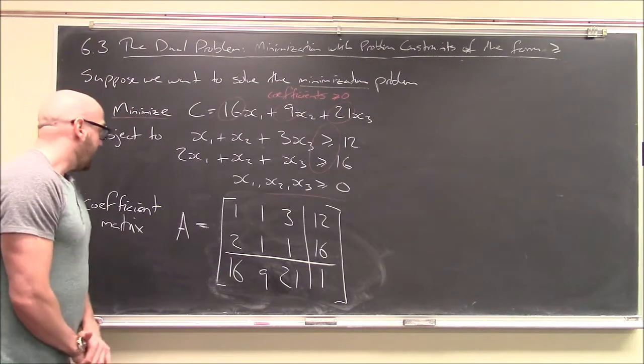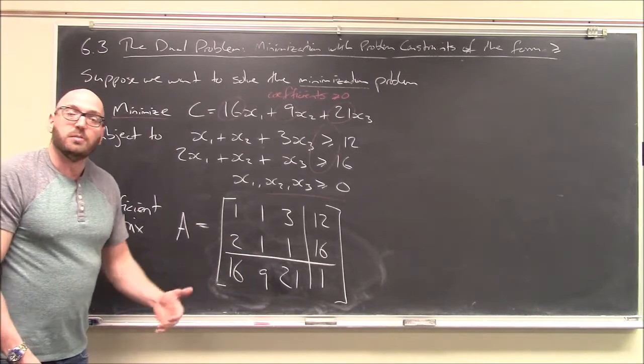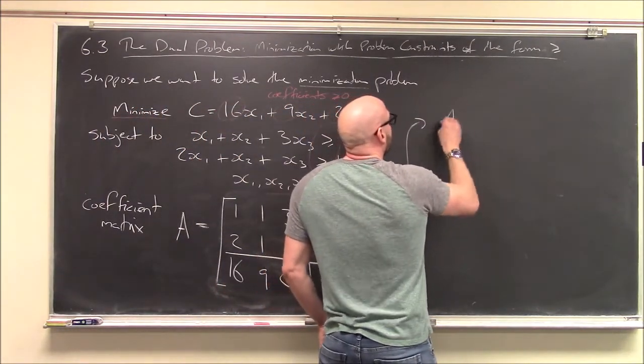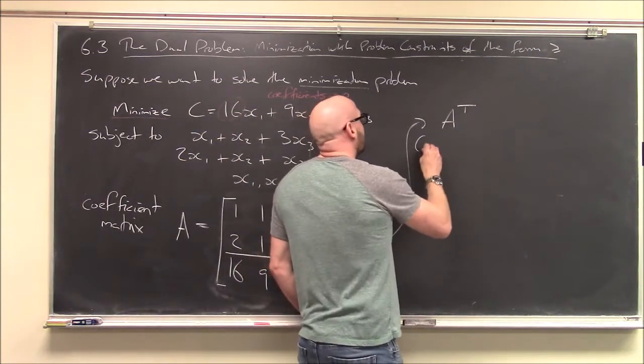And what I'm going to do now is I've got my coefficient matrix A. What I'm going to do is build what's called the transpose of this matrix. So this is usually denoted as A superscript T, so A transpose.